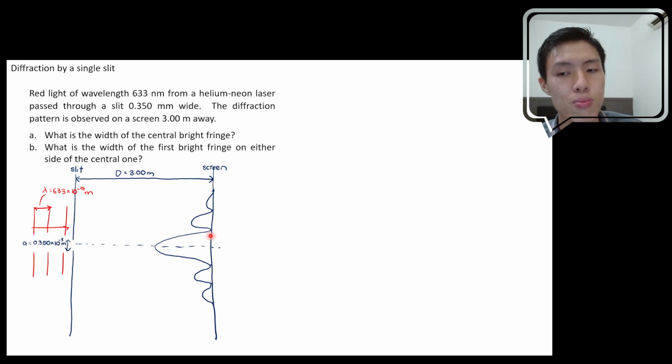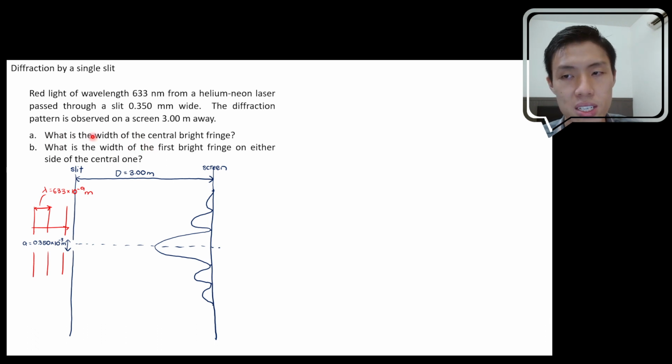The second one will be the width of the central bright. If you observe it and compare it with the interference pattern, the width of the central bright for diffraction is thicker than the other fringes on the side. In fact, it is twice the thickness of the other fringes on the side. Later we'll go through the calculation for A and B, which finds the width, and from there we can discuss deeper about it.